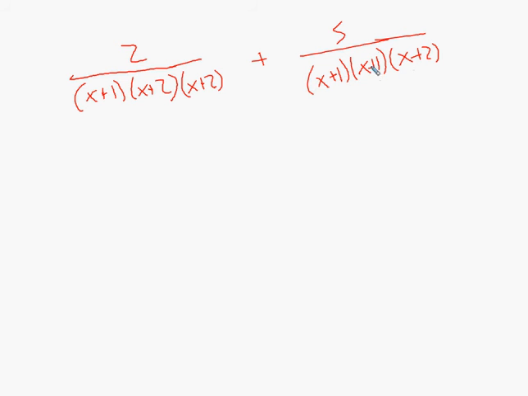Okay, let's try to figure out our denominator. What is our common denominator? x plus 1, x plus 2 squared, right? By default, I must have all of this denominator, because this is part of what I'm adding.